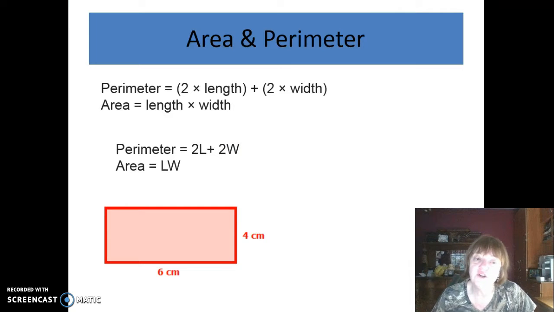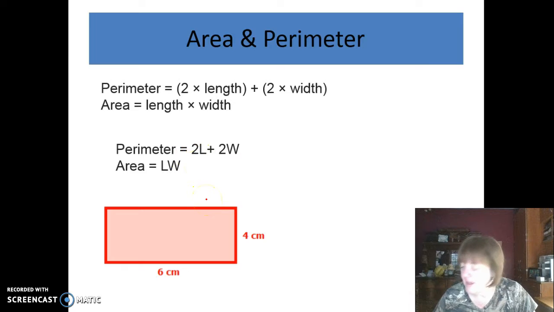All right, so here's our two formulas. The perimeter is actually 2 times the length plus 2 times the width. Now people ask me, which one's the length, which one's the width? It really doesn't matter. It's whatever you want it to be, because if we make 6 the length and 4 the width, or 6 the width and 4 the length, we're going to get the same answer. And the same thing with area. So don't fuss about that.